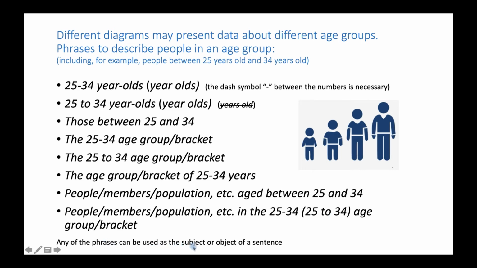Any of the phrases can be used as the subject or object of a sentence. No matter how long these phrases can seem, any one of them may act as a subject or object of a sentence. For example, you can say, the number of 25-34-year-olds is rising, okay? Or you can say, there has been a great change among 25-34-year-olds. In the second practice activity, you will see some examples of sentences where the phrases are used.